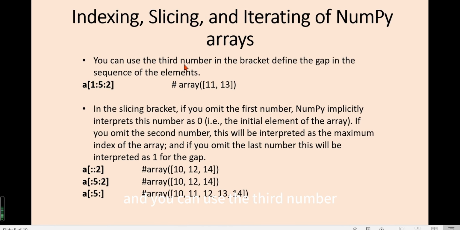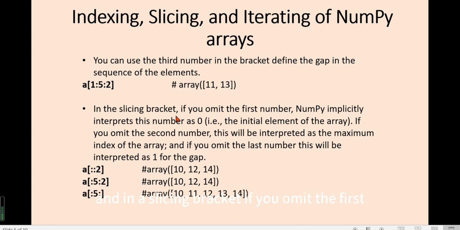And you can use a 3rd number in the bracket to define the gap in the sequence of the elements. So here we add a colon 2, so it will return the array with only 2 numbers, 11 and 13. The gap is 2 here.